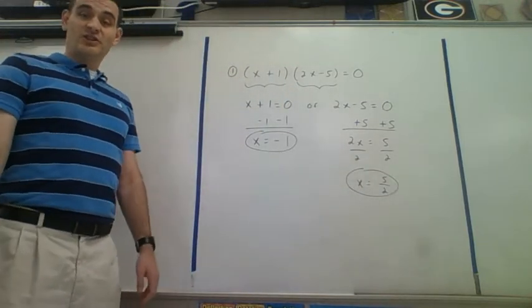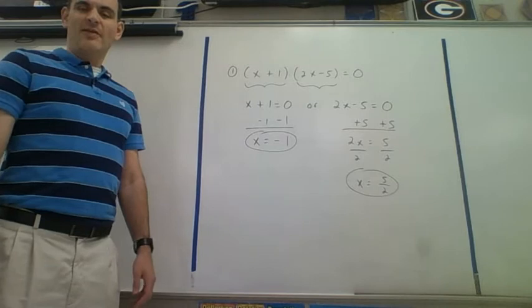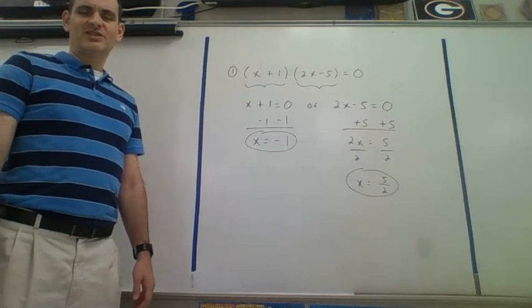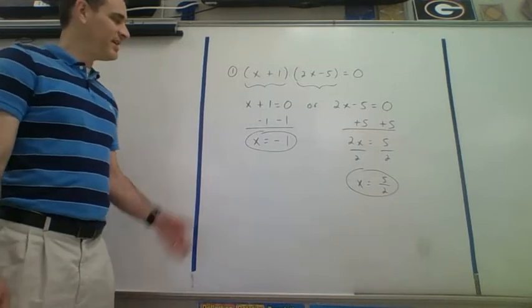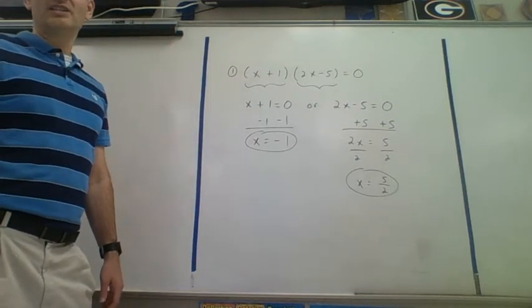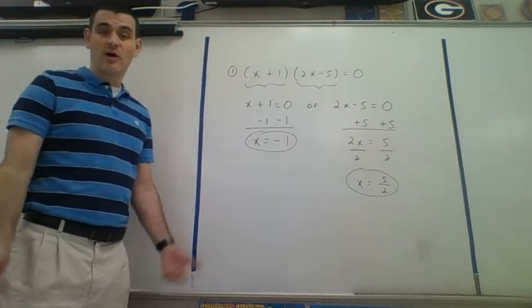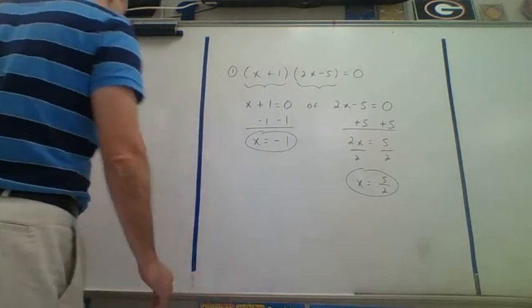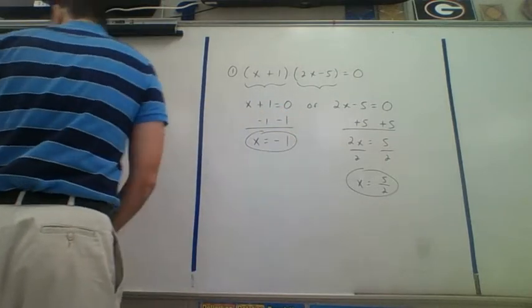These are called solutions. And solutions in math are more specific than just saying the answer. Solutions specifically are things which, if inserted back into the original equation, will make that equation true. You also have solutions for inequalities, which is something that we'll talk about later. But negative 1 and 5 halves.